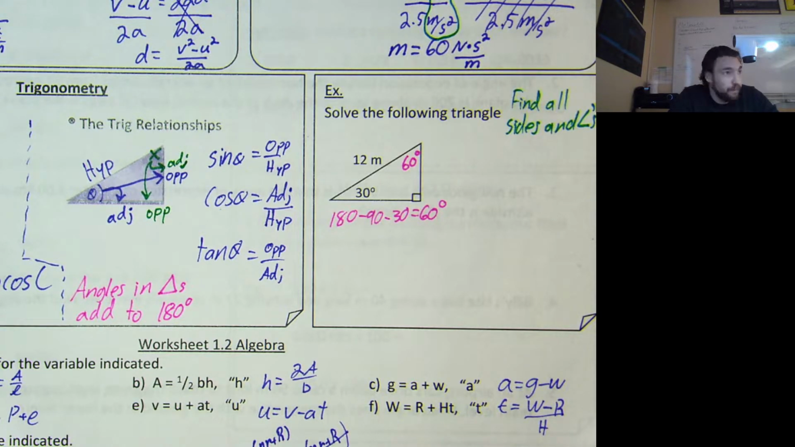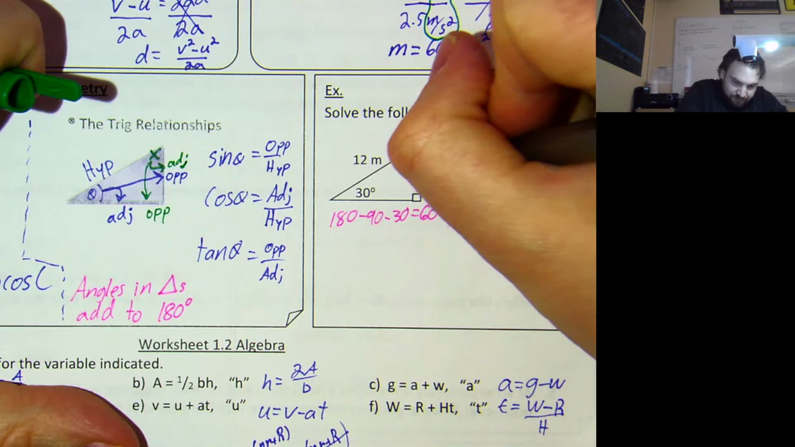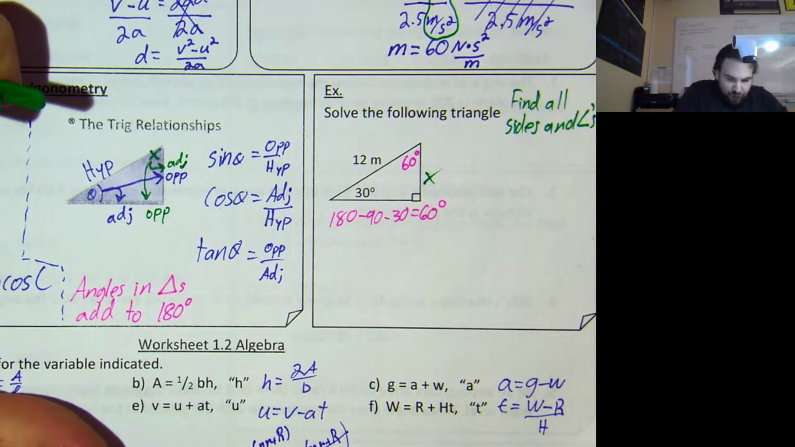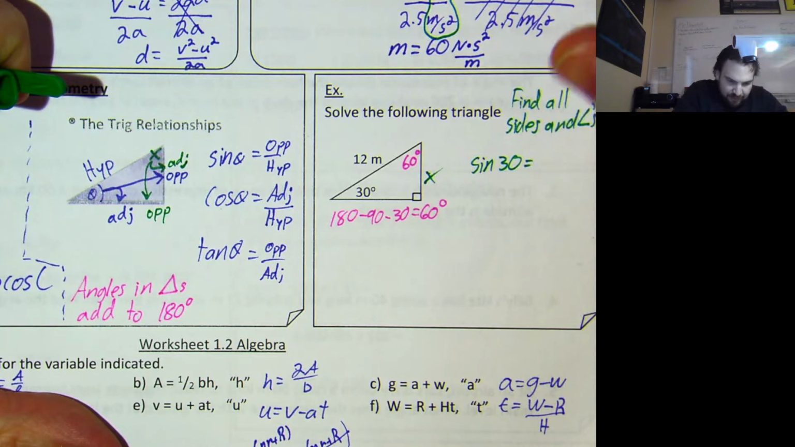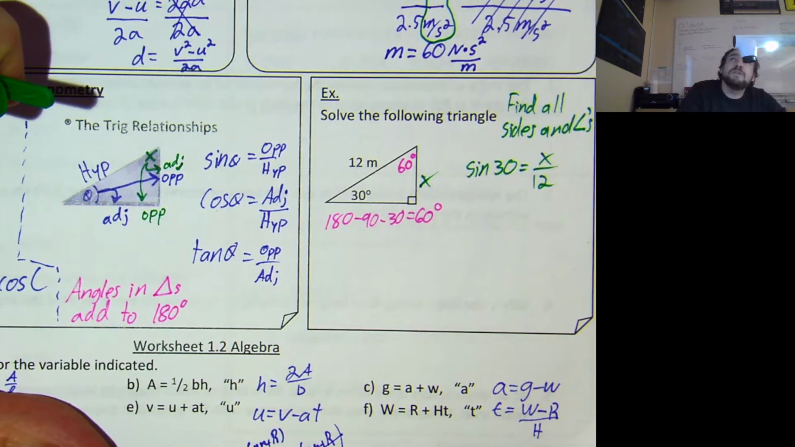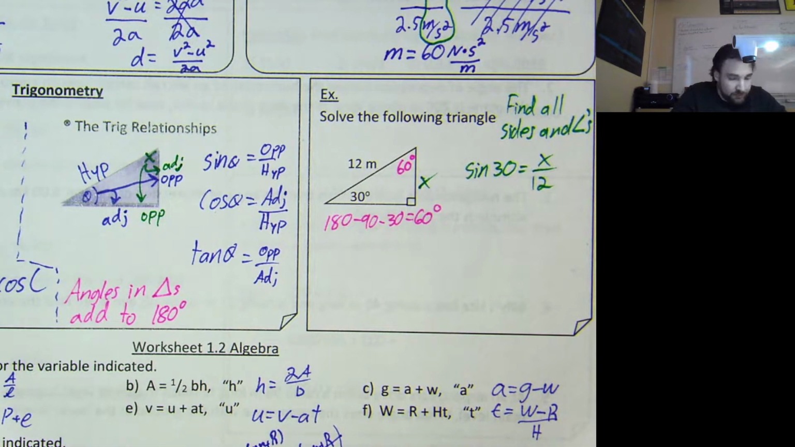What do I do? Yeah, Angelina. If I'm using sine, what angle are you using? Okay, so you're finding this side here. So we want sine of 30 equals opposite, which is x over 12. Cool. So to solve that, what do I do?